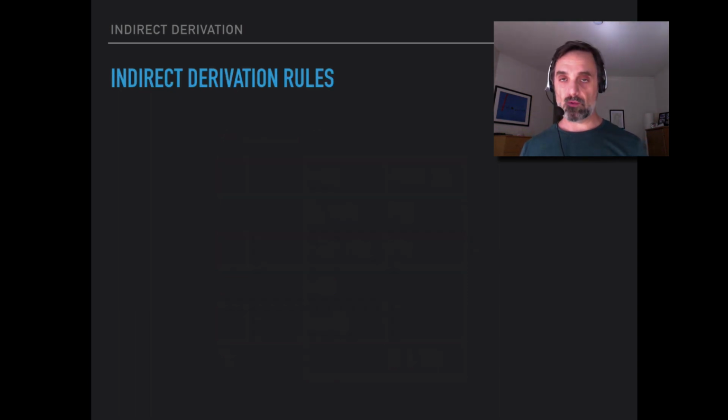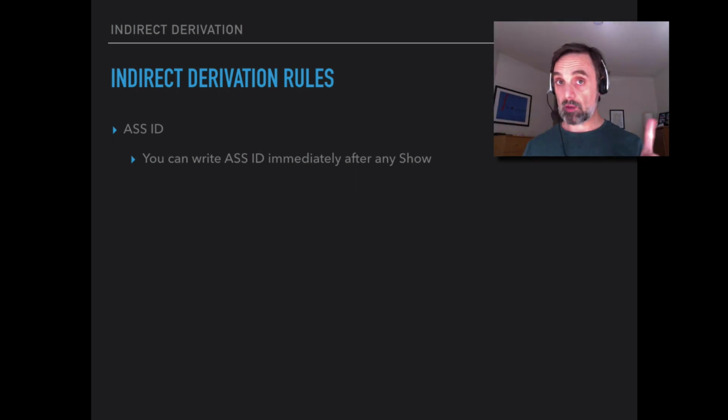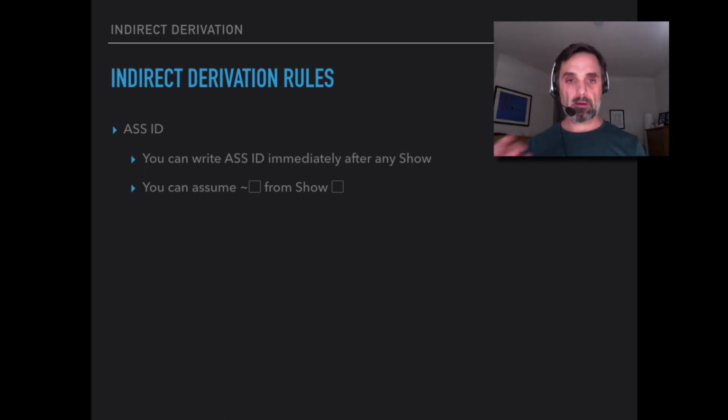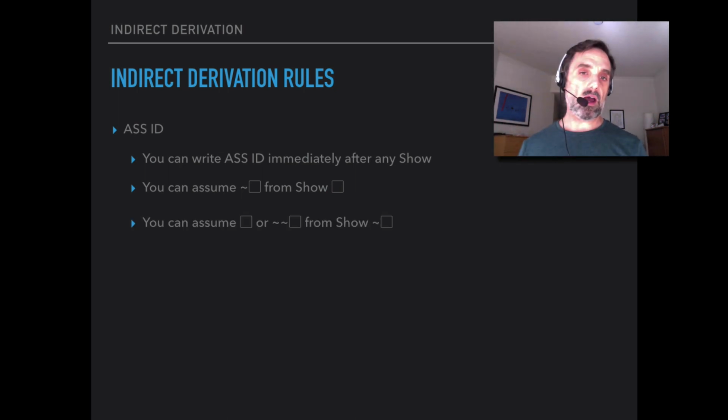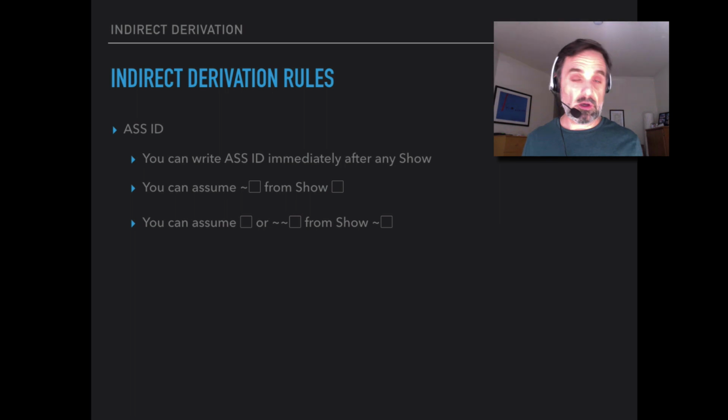So to write these rules out, for assume ID, well, you can write assume ID immediately after any show, but only immediately after any show, just like assume CD. So you can only make one assumption for each show line. You can't make both. If you have show box, you can write not box. If you have show not box, you can write either box or not box. So that's it. You say assume ID, and you get to write down those things.